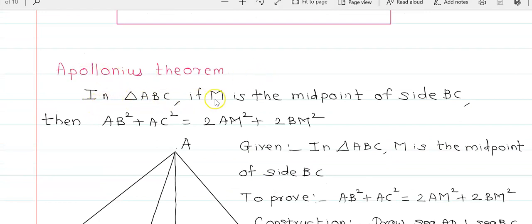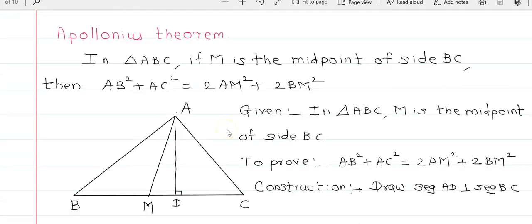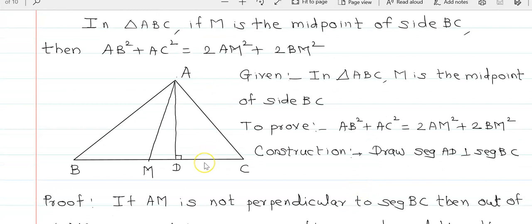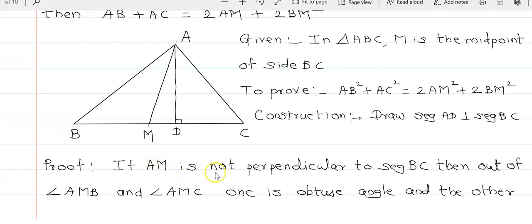Apollonius Theorem: in triangle ABC, M is the midpoint of side BC, then AB square plus AC square is equal to 2 times AM square plus 2 times BM square. Given in triangle ABC, M is the midpoint of side BC, prove that AB square plus AC square is equal to 2 times AM square plus 2 times BM square. Draw the perpendicular segment AD on BC. If AM is not perpendicular, we consider these two cases: one of the angles is acute and the other is obtuse.